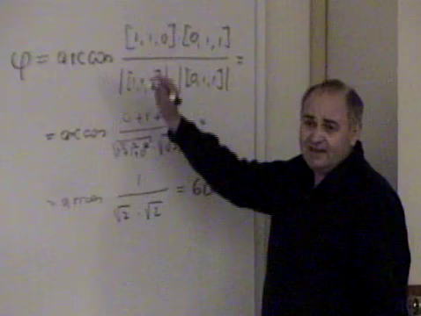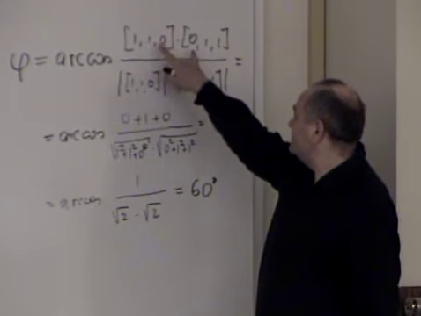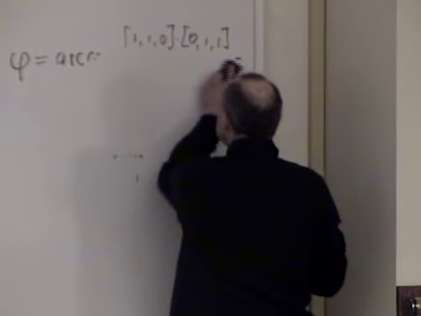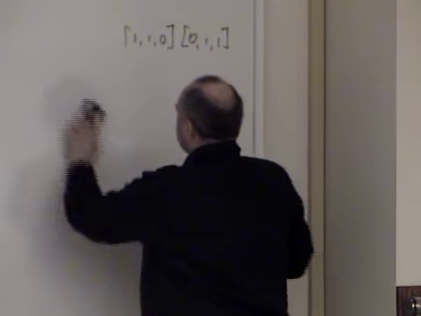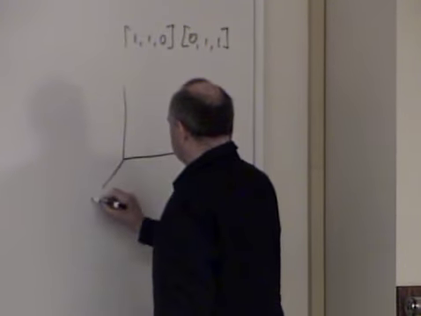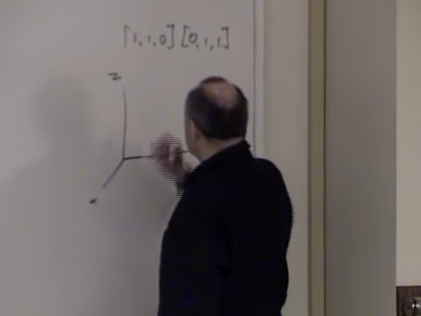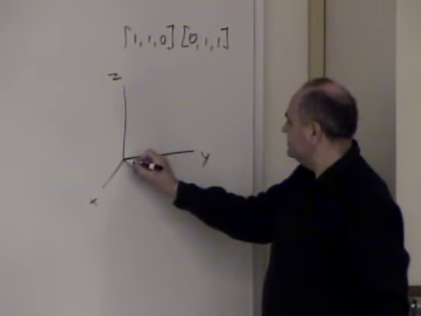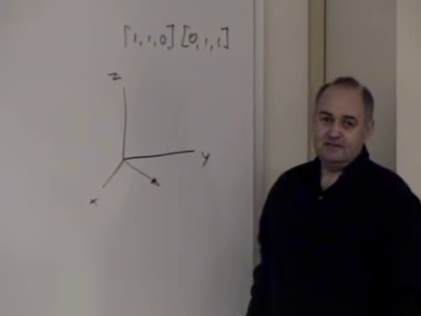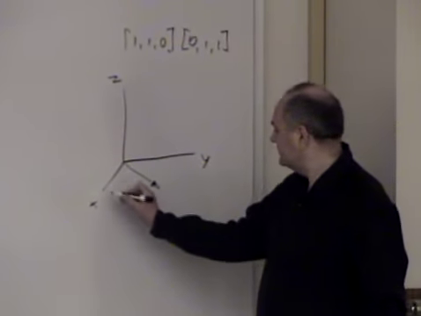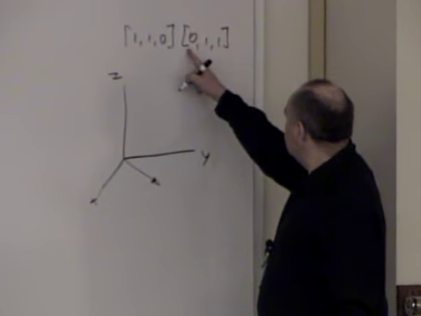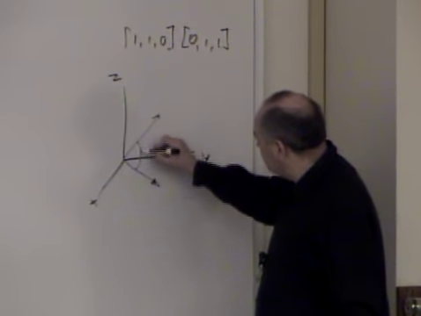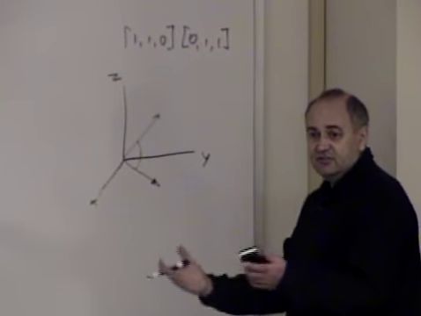Now let's try to find the arrows which are assigned to these two. If I draw a coordinate system, say x, y, and z. Okay, 1, 1, 0 is an arrow along the diagonal of this plane. 0, 1, 1 is a diagonal along this one. So really we are calculating this angle over here. Now you have to imagine it three-dimensionally.